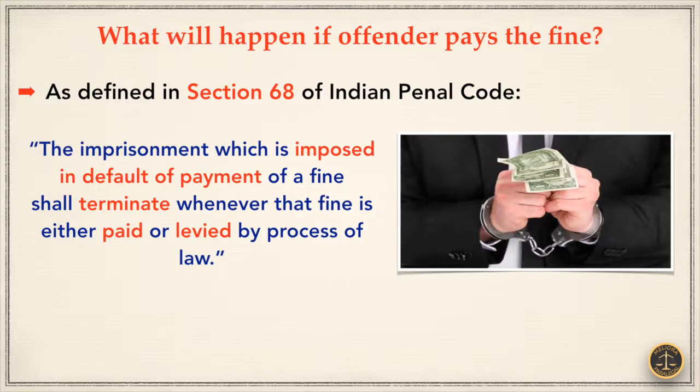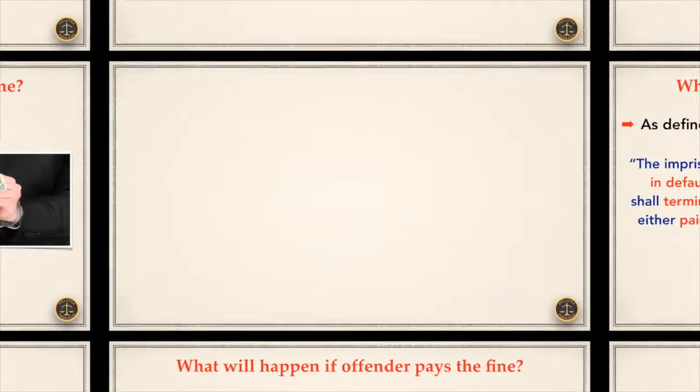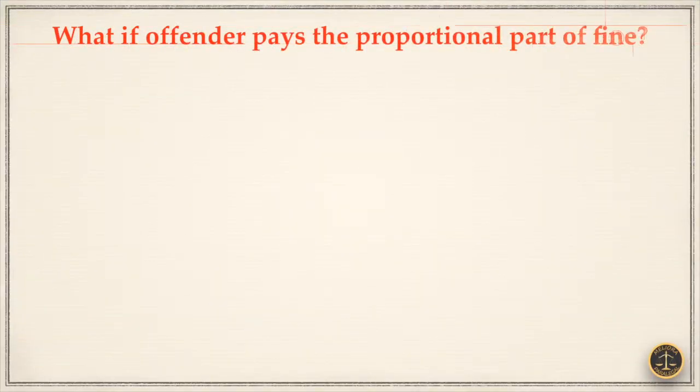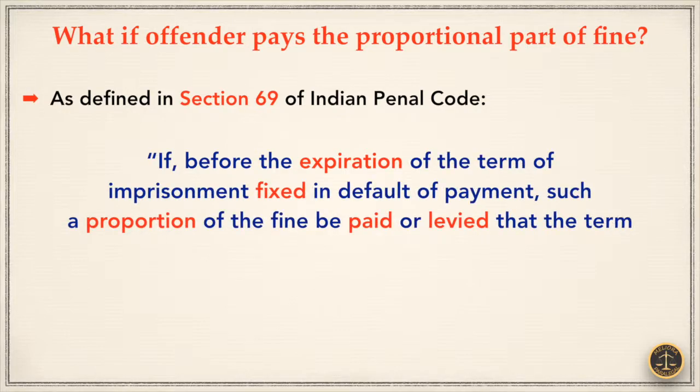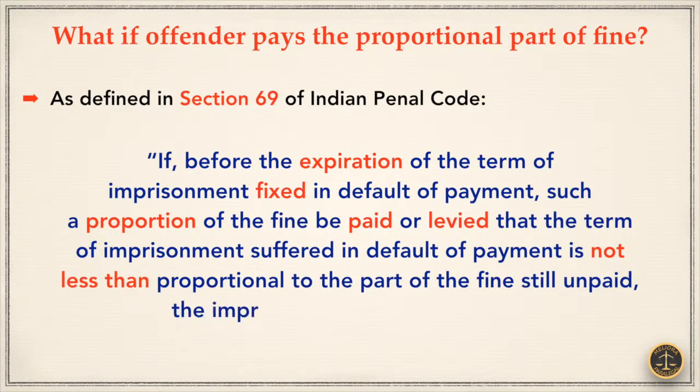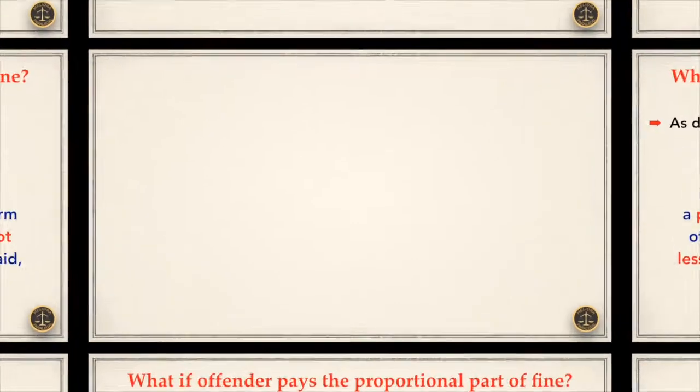Now the next question is, what if the offender pays a proportional part of the fine? As defined in section 69 of the Indian Penal Code, if before the expiration of the term of imprisonment fixed in default of payment, such a proportion of the fine be paid or levied that the term of imprisonment suffered in default of payment is not less than proportional to the part of the fine still unpaid, the imprisonment shall terminate.